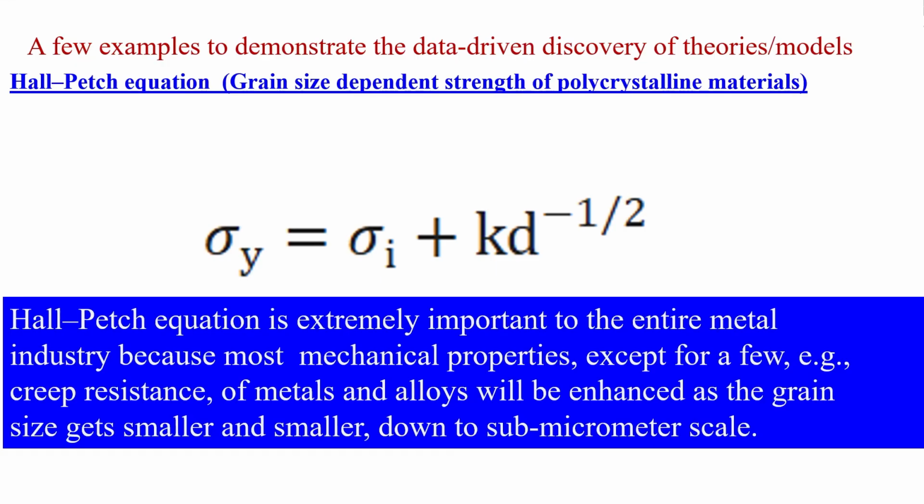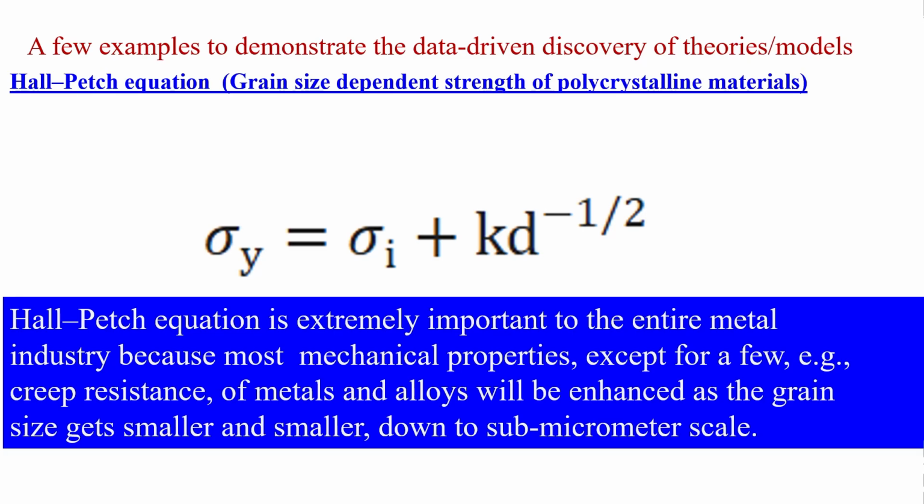This happens because of grain boundaries. As a dislocation moves from one grain to another grain, grain boundaries act as an obstacle for the motion of dislocation, and this is what is known as grain boundary strengthening. That means by making polycrystalline grains compared to a single crystal, I can increase the strength of the material. So, as you understand, these are some of the examples of how data driven discovery of theory or models is possible.